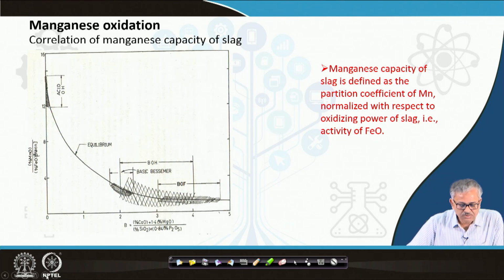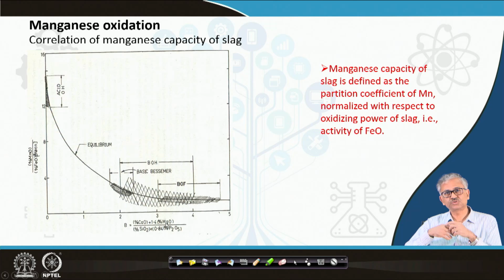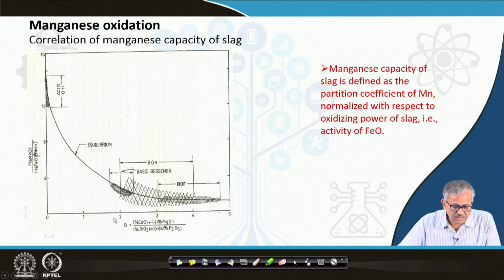Okay, so this value you can find, and this is the basicity, and basicity is not the common basicity you can find: percentage CaO plus 1.4 percentage MgO, because after CaO, MgO is the most influential basic oxide in the slag, and other oxides are not that effective in capturing the manganese into the slag, divided by SiO2 plus 0.84 of P2O5.